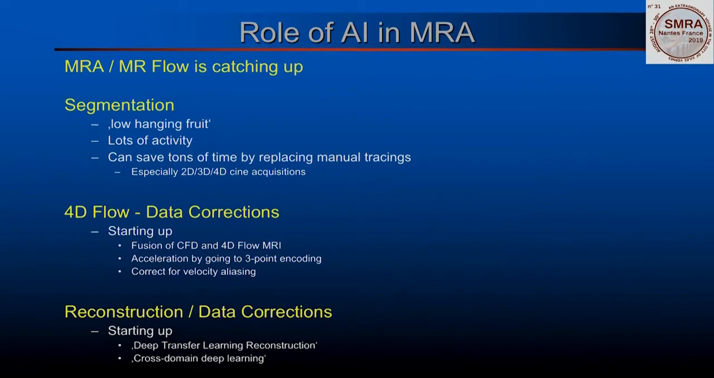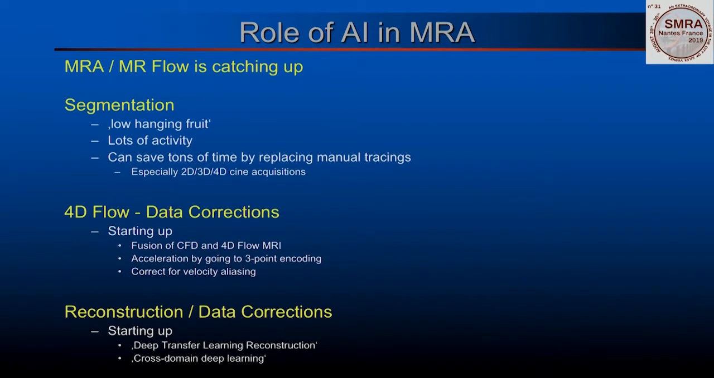Here's my slide on the role of artificial intelligence in MRA. My first statement is that MRA, or MRA flow, is catching up. That is a distinct difference to the advances we've seen in accelerating acquisitions, where MRA was a real driver in the field. There was a need for contrast bolus chasing, for cardiac cine imaging and things like that. So we were usually one of the first applications to see those introduced into the field, and we were a driver in the field.